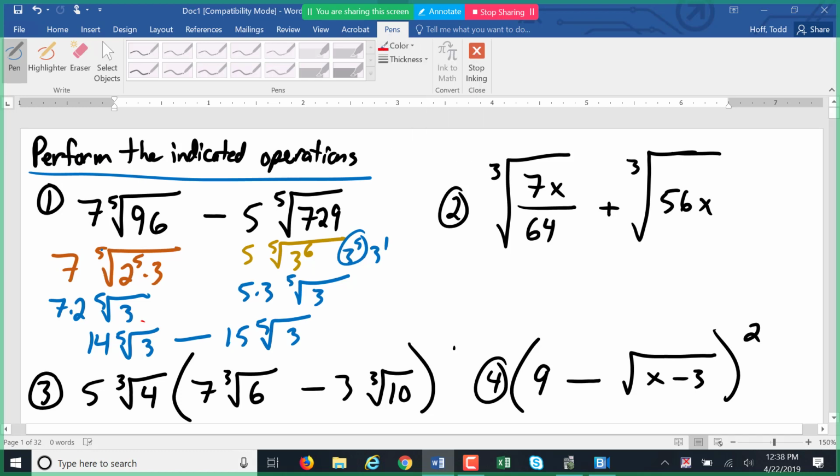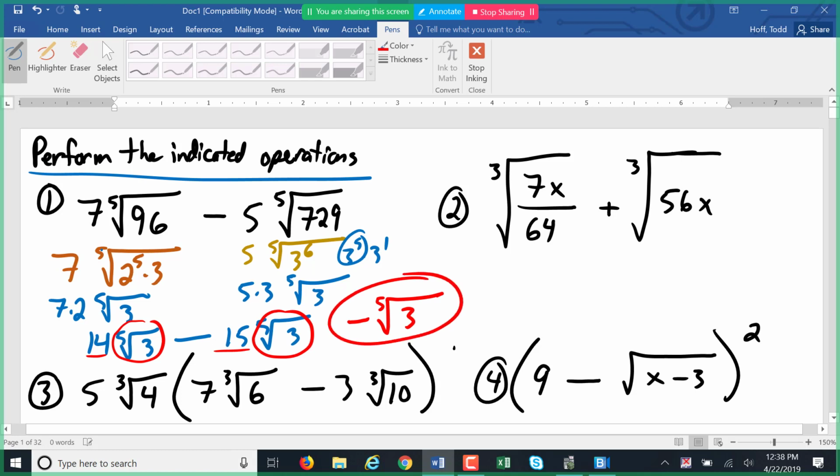Now that radical has the same name. The fifth root of 3, the fifth root of 3, they're the same. So I can subtract just like I would if it was 14x minus 15x. 14 minus 15 is a negative 1, fifth root of 3. So I can just write negative fifth root of 3 as that result.